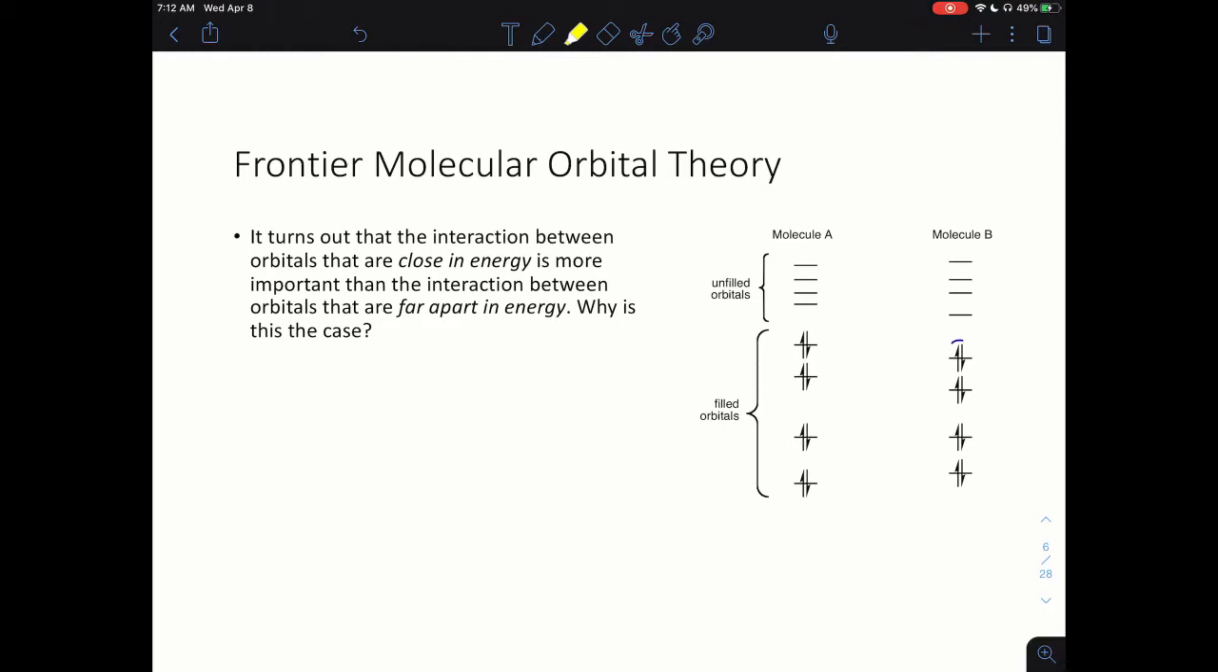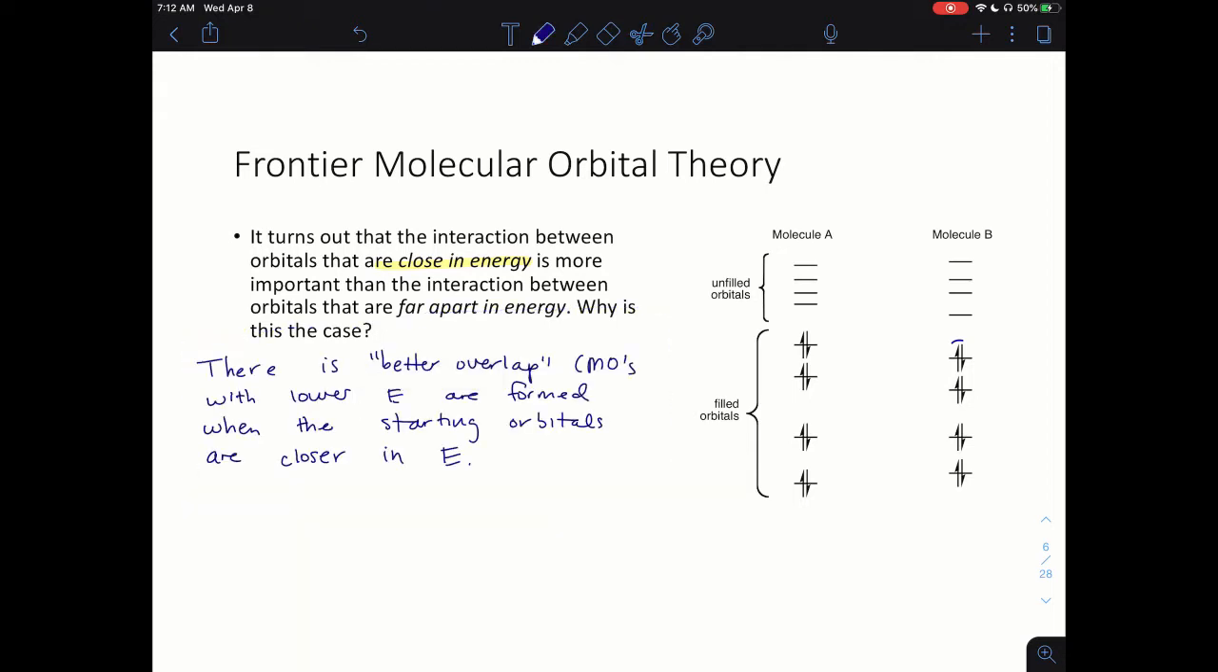So it turns out that interactions between orbitals that are close in energy are more significant than interactions between orbitals that are further apart in energy. This is the case because we will have better overlap, meaning the MOs that are formed from those two orbitals coming together, they will be lower energy when the orbitals that we start with are closer in energy. Lots and lots of words.